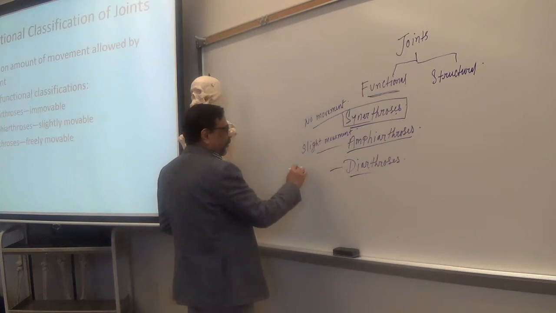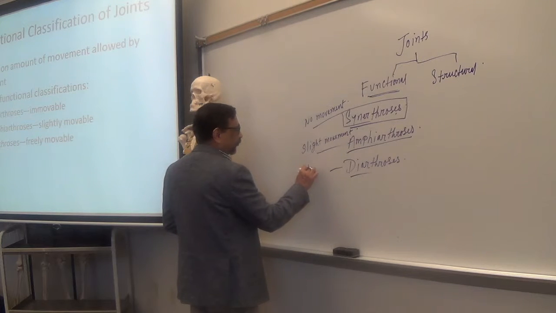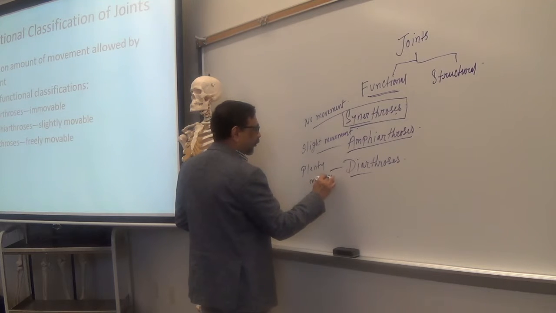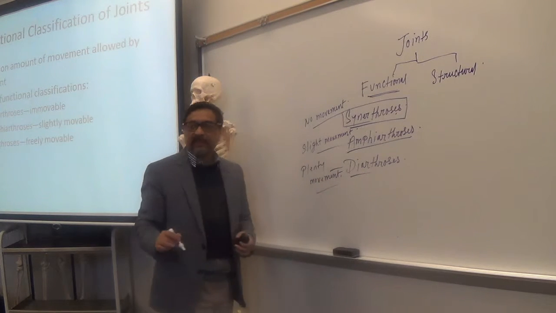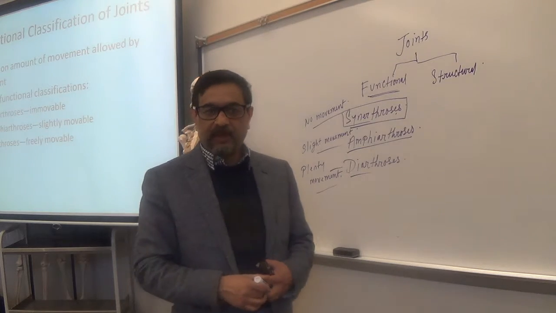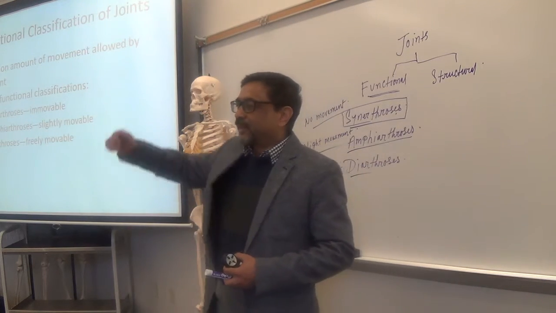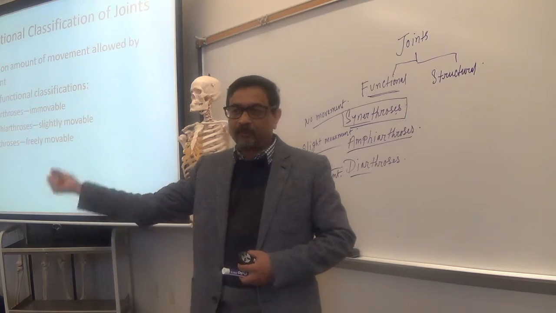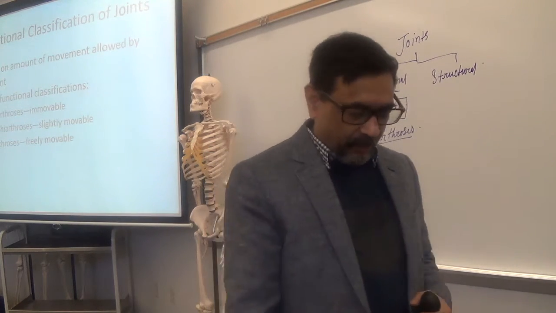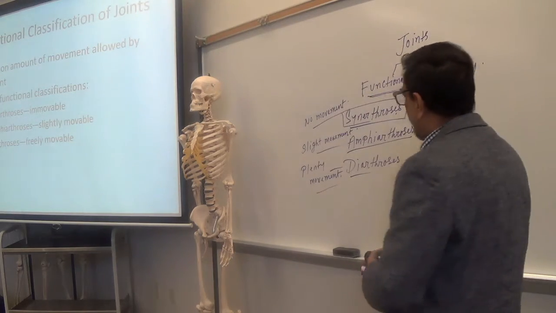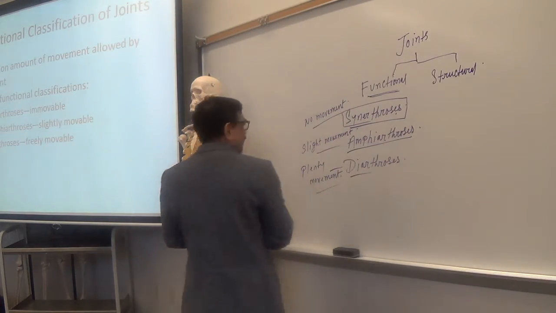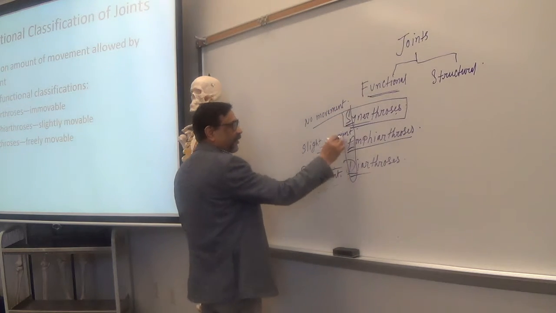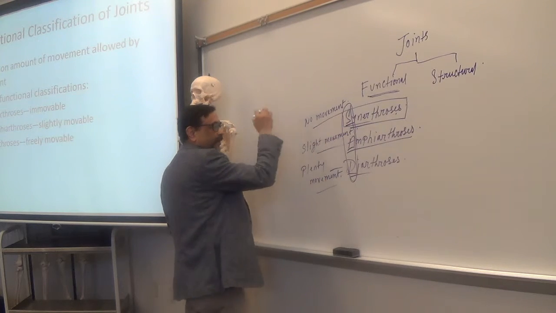Diarthrosis, plenty of movement. A lot of movement is present in diarthrosis type joints. So, example, shoulder joint, right? Elbow joint, lot of movement. So, those are diarthrosis. So, that is functional classification. Remember SAD, SAD: synarthrosis, amphiarthrosis, diarthrosis.